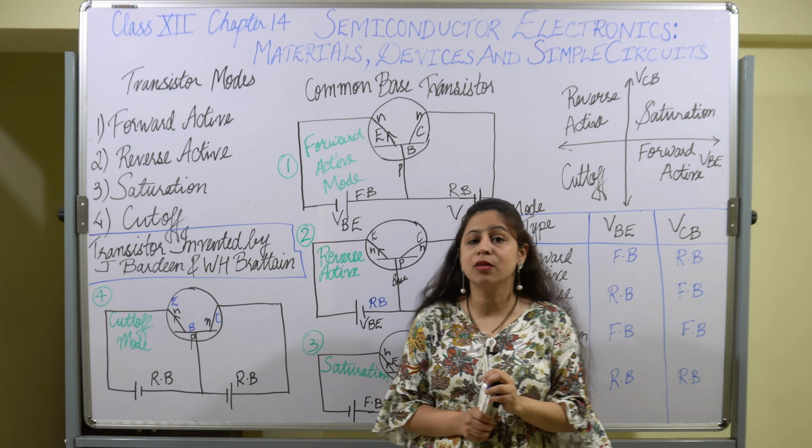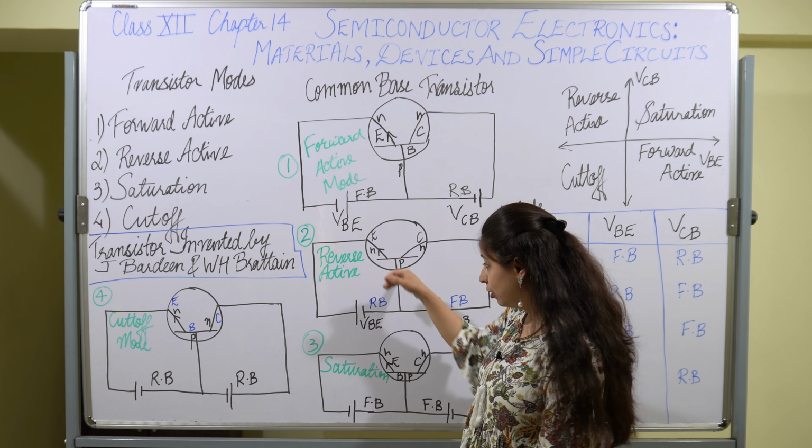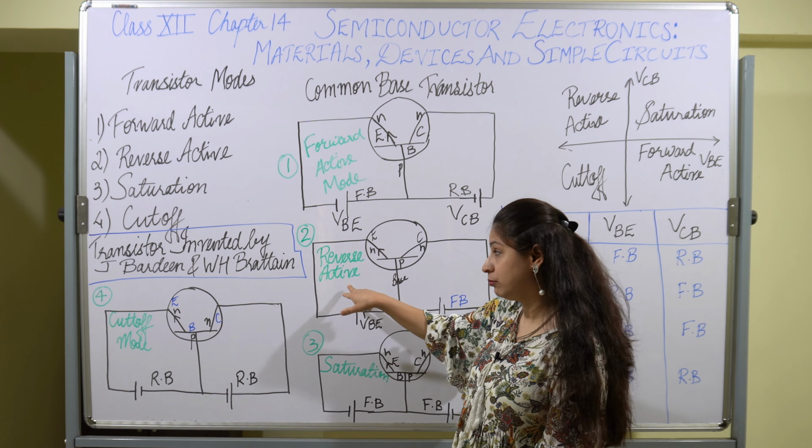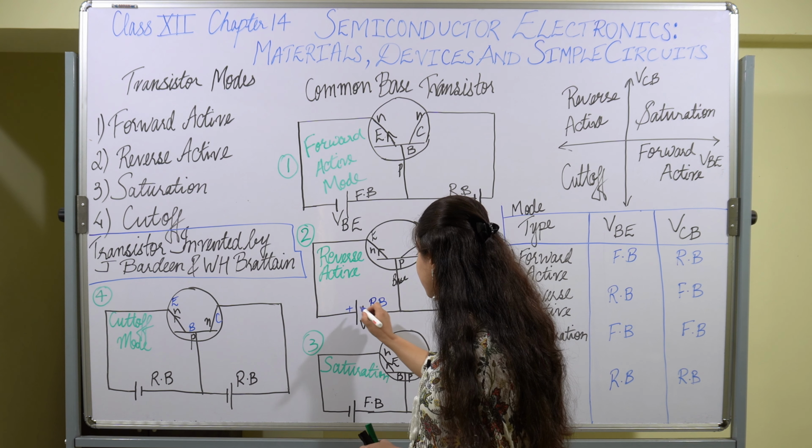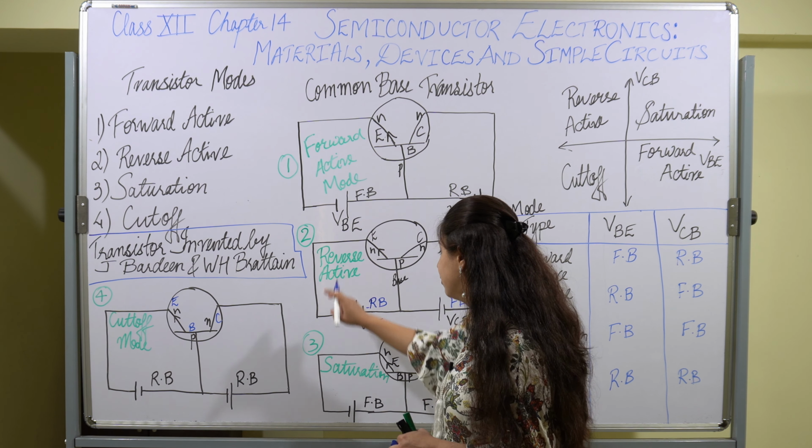Now let us move on to the second mode. The second mode is just the reverse of this mode, as the name suggests: the reverse active mode. In the forward active mode, my base to emitter region was connected in forward bias, but in the reverse active mode, my base to emitter region will be connected in the reverse bias condition, because N is connected to the positive terminal of the battery, which makes it reverse biased.